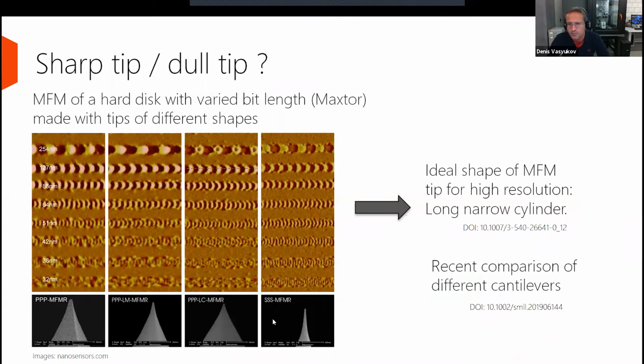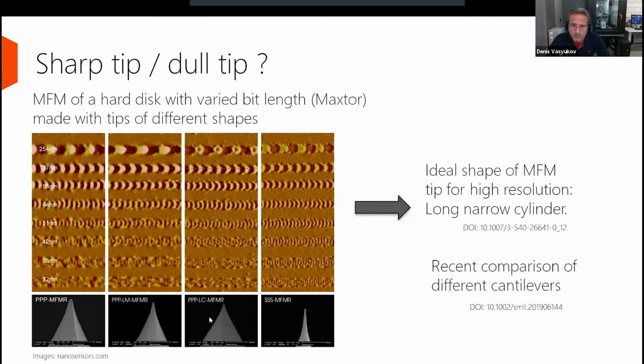Here is the comparison from Nanosensors for the different tip types and different tip shapes. These 3 are pretty much the same shape, but the SSS-MFMR tip is a very narrow and long tip. You see this gives you the best lateral resolution. However, if your features are large and you want to scan really fast, there is really no need to go for the smallest possible tip. I think down to 60 or 50 nanometer feature size, these 3 tips are doing just fine.